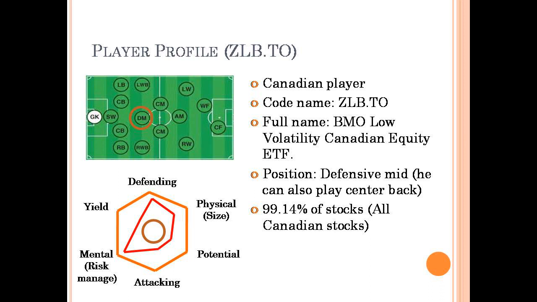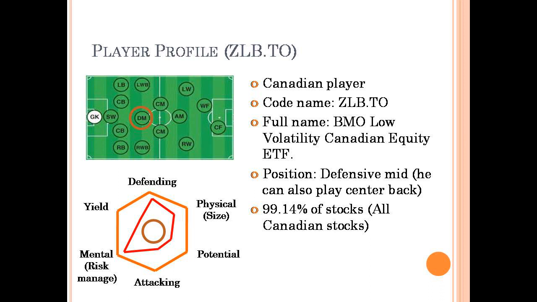So first chapter, we're going to talk about the player profile. He is a Canadian player. The code name is ZLB.TO. The full name is BMO Low Volatility Canadian Equity ETF. His position is defensive mid, but he can also play center back. It is composed of 99.14% stocks, and those are all Canadian stocks.